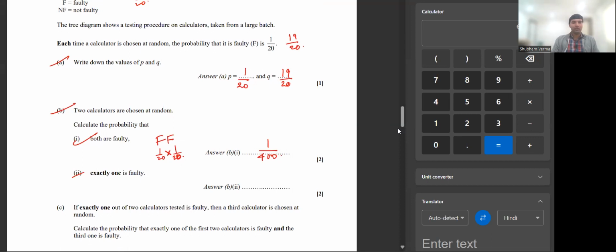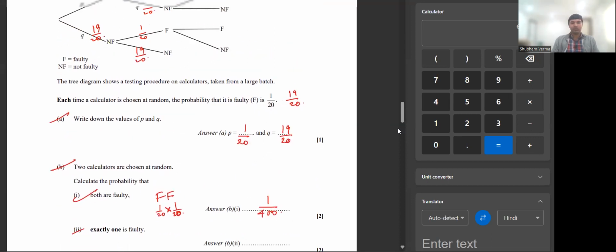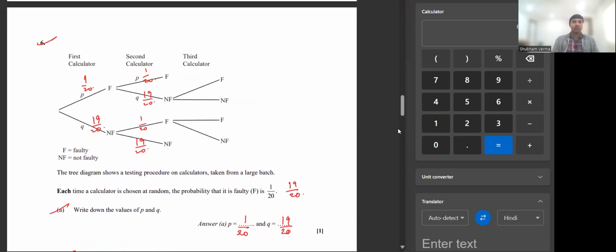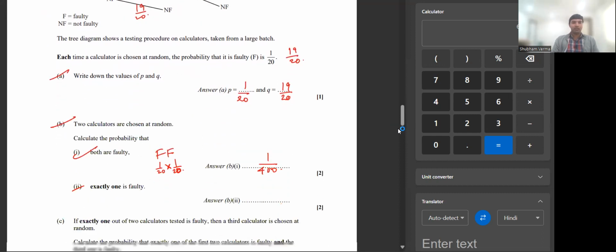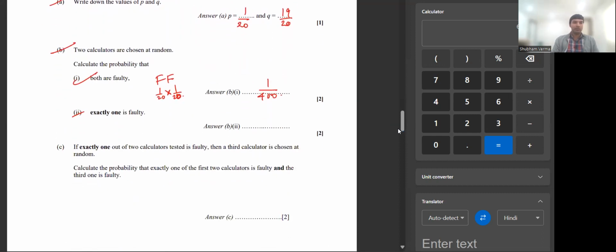Exactly one is faulty. So there are two possible cases as we can see here. If two of the calculators are chosen, the first one is faulty and the next one is not faulty, or the first one is not faulty and the second one is faulty. So we have two cases over here for exactly one. So faulty probability is 1 by 20, not faulty is 19 by 20.